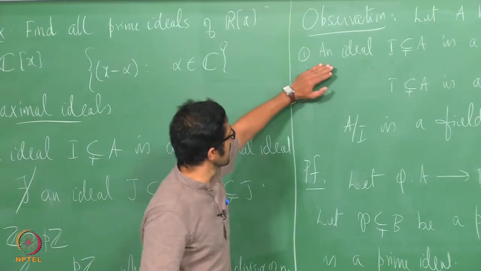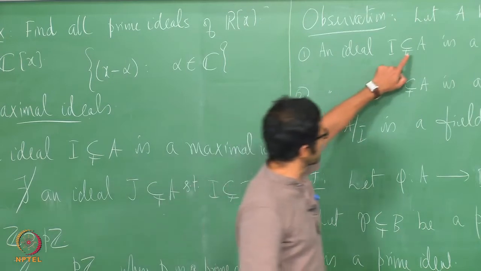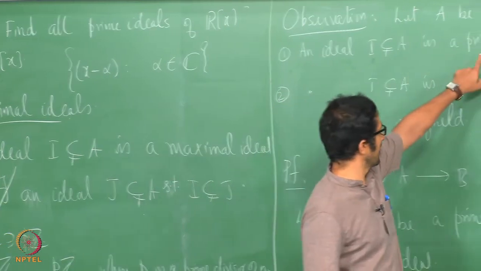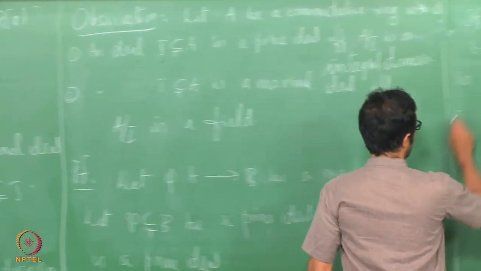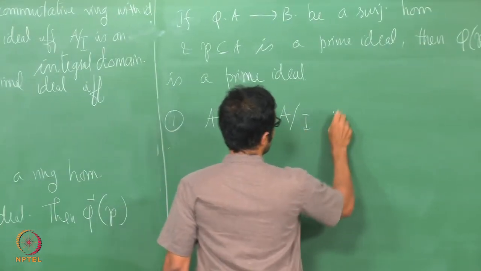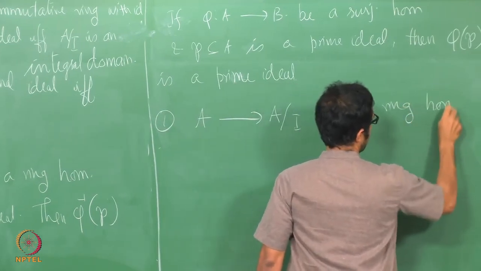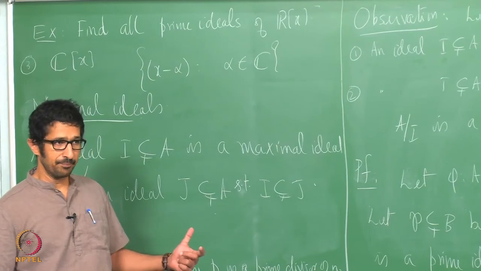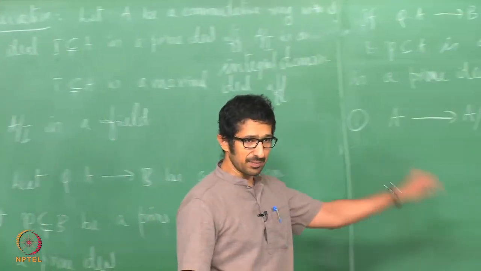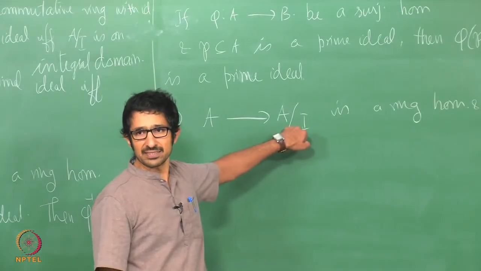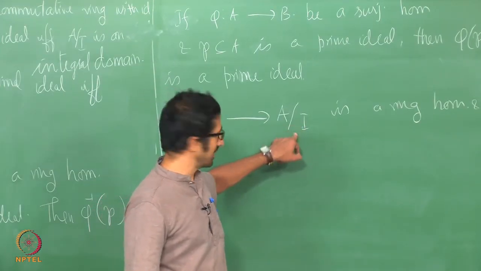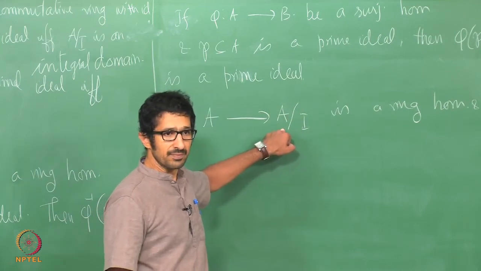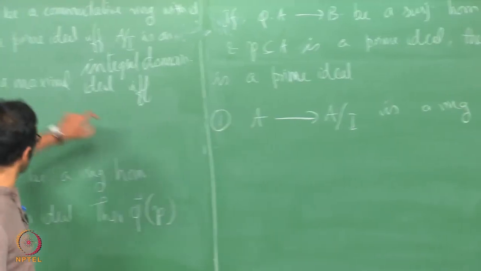Now, we are ready to see a complete proof of the first part. I start with the prime ideal I; this is the map A to A mod I. So, for the first one, A to A mod I is a surjective ring homomorphism. I is a prime ideal, therefore its image is a prime ideal, which means its image 0 is a prime ideal here, therefore, this is an integral domain. Okay? So, that is the first part.